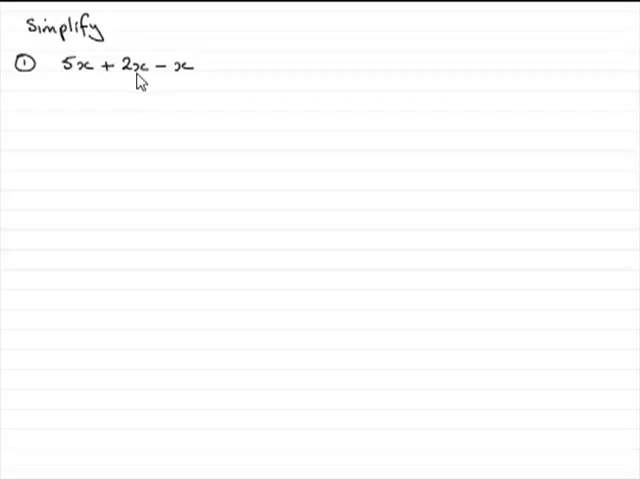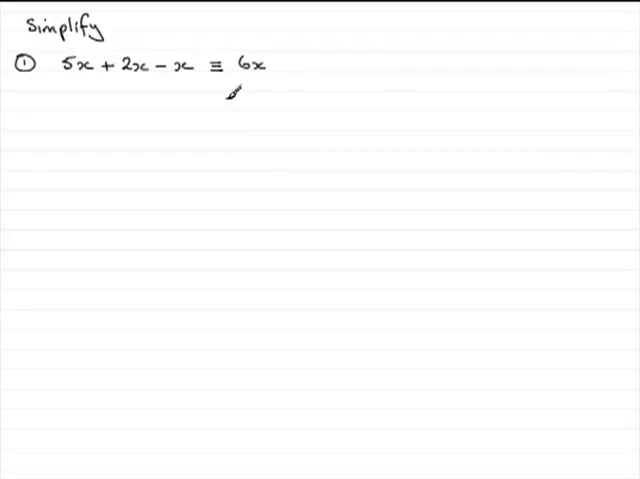5x and 2x is going to be 7x's. And then take away what is essentially 1x. We don't write a 1 here, okay? It's just understood that we're taking away 1x. So we've got 5x and 2x, which is 7x. Take away one more x is going to give us 6x. So we would write down here that this is identical to, and it's best if you can try and write 3 lines for the identical sign, and it turns out to be 6x.